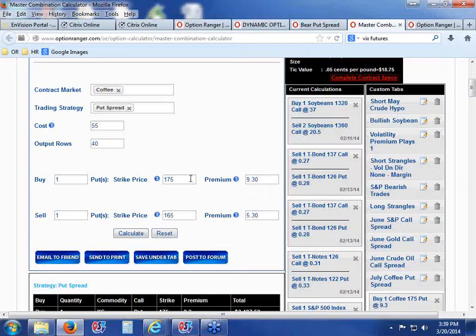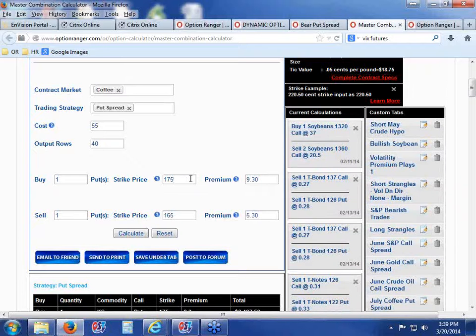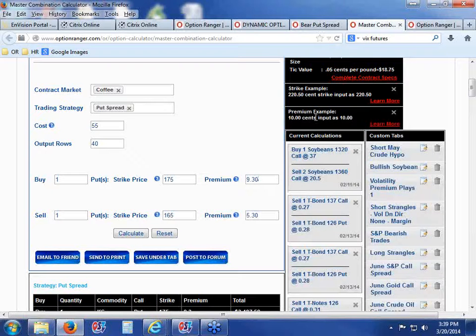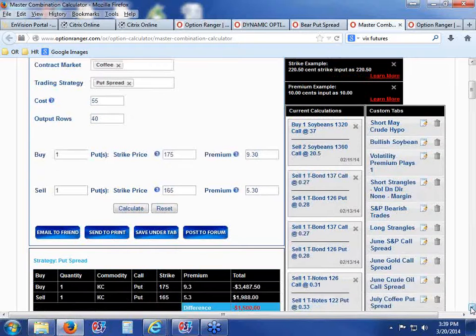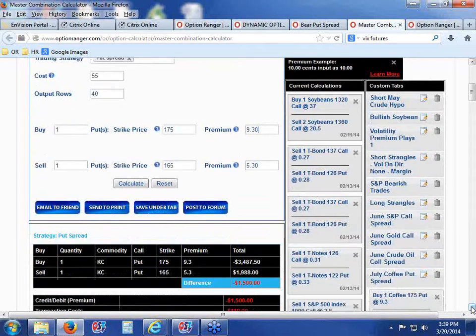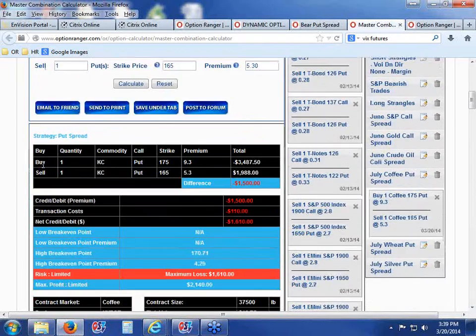The premium paid, and again, when you click on strike price, if you're not sure how to calculate or input those, the minute you click on this, the dialog box comes up, also with a link to further explanation. And also when you input premium, you get a premium example of how to input, as well as a link to further descriptions. Learn about the coffee market, which is a very volatile market, especially when weather is involved, supply and demand. So let's have a look at the particulars of this trade.